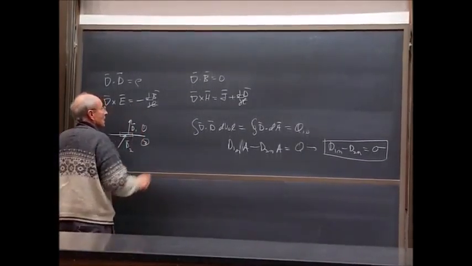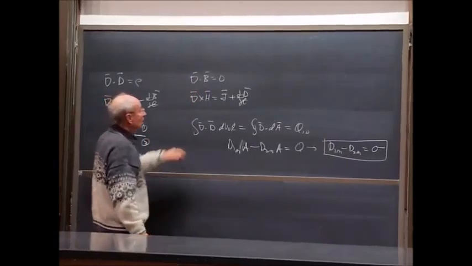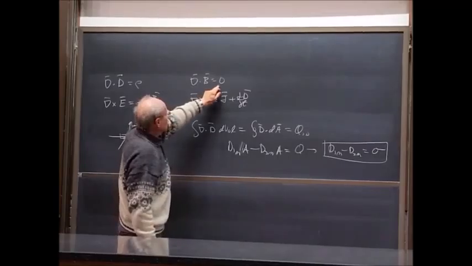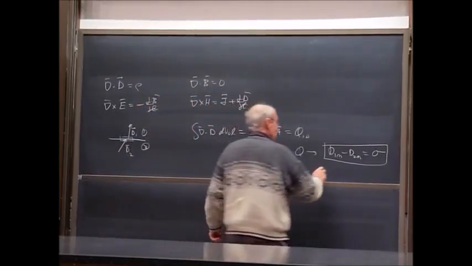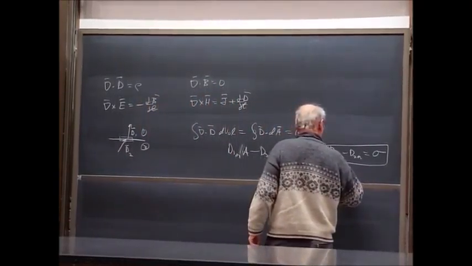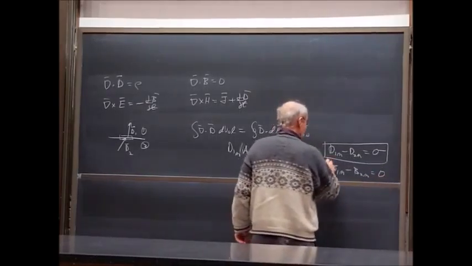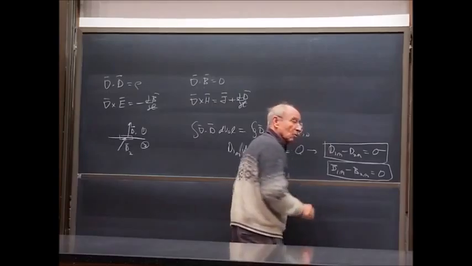Okay? Applying the same thing here, since the rho is 0 over here, it means that B1 normal minus B2 normal must equal 0. So B1 normal is continuous.